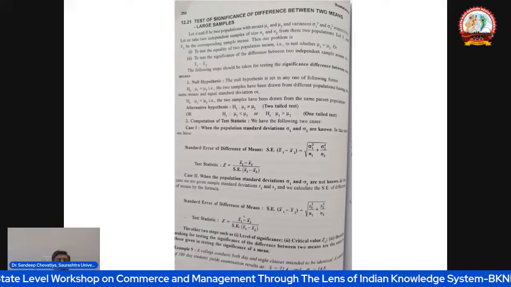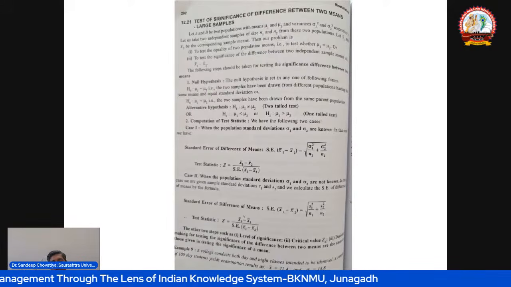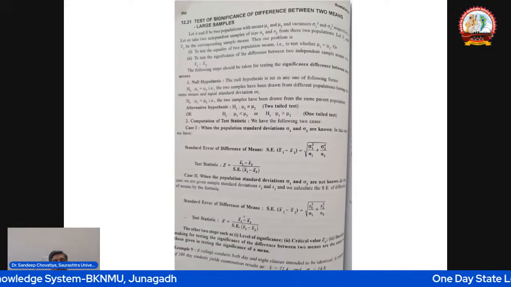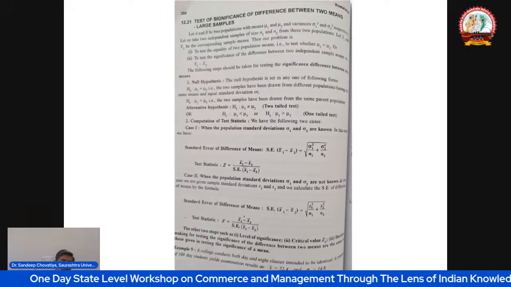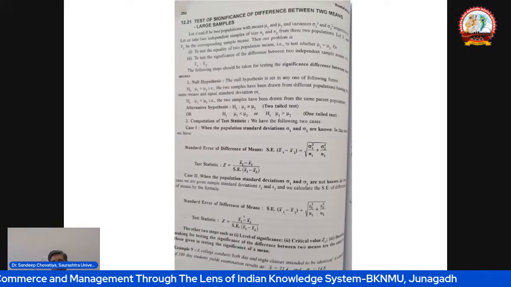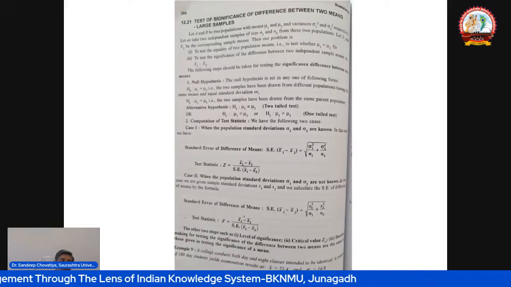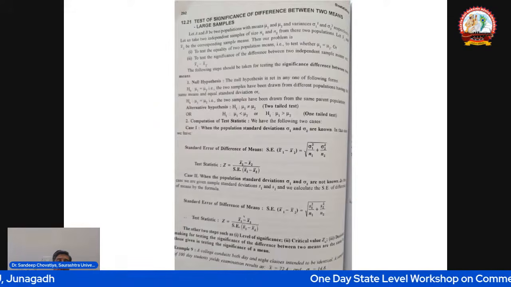When we discuss a single-tail test, left tail or right tail, the alternative hypothesis is designed like H1: mu1 is less than mu2, or maybe H1: mu1 is greater than mu2. Then we go for the computational statistics, which has case 1 as well as case 2.